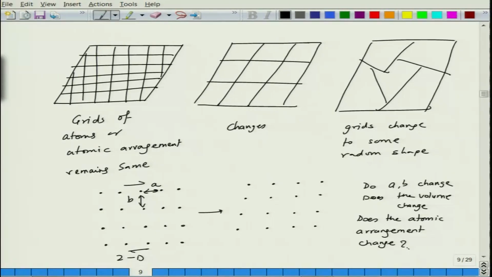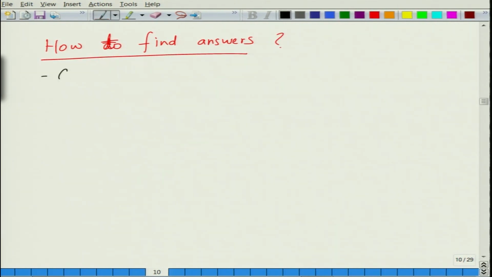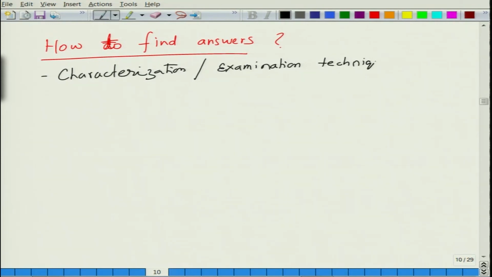So these are the questions that we ask. And how do we find the answers? So basically we use what we call characterization or examination techniques, which can examine the material at atomic level.